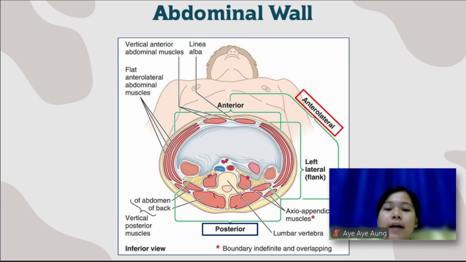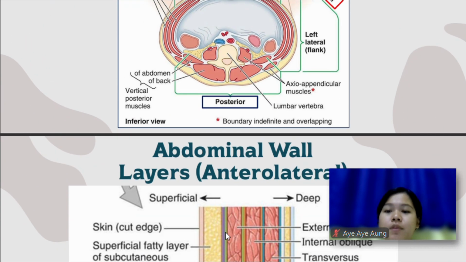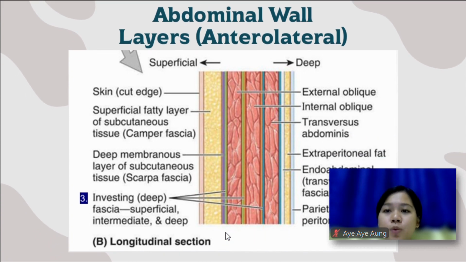So the abdominal wall has several layers and it has two main sections, which is anterolateral then posterior. So the anterolateral abdominal wall has several layers from superficial to deep. First, we have the skin, and under the skin there are two layers of superficial fascia, which is the fatty Camper layer and the membranous Scarpa layer. And below this, we find three flat muscles, which are external oblique, internal oblique, and transversus abdominis.